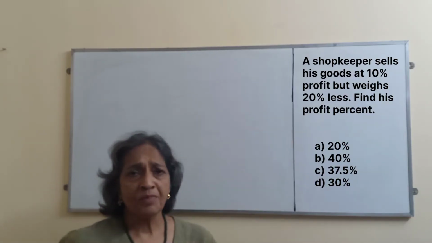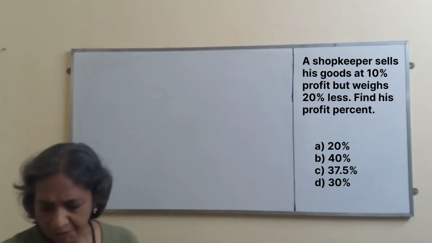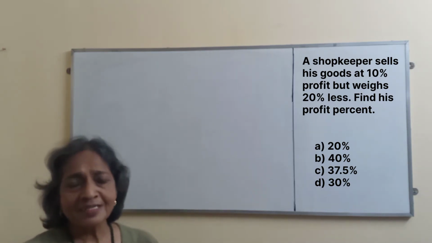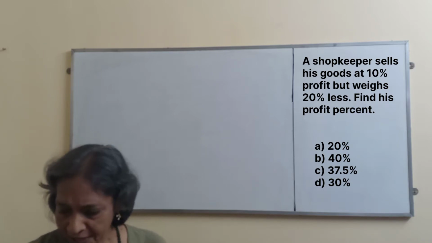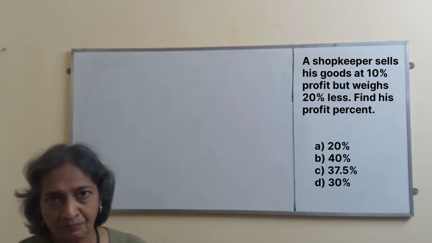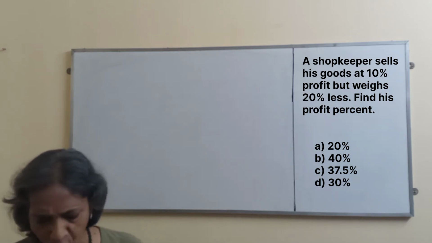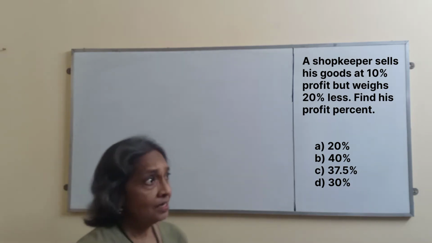Okay, we take the next sum now. Again, it is related to the trader or the shopkeeper. A shopkeeper sells his goods at 10% profit and he weighs 20% less. Find his profit percent. Okay, so now let us see what happens here.